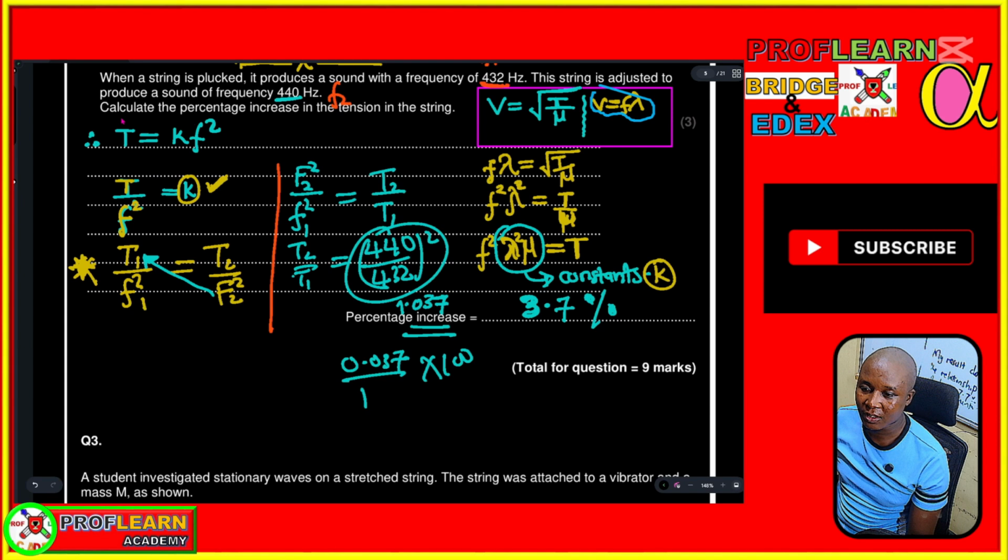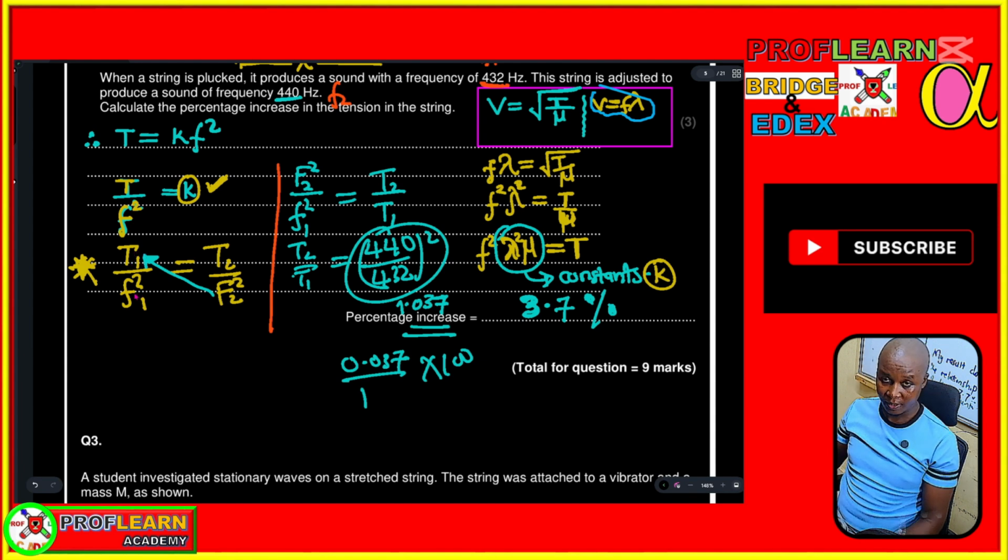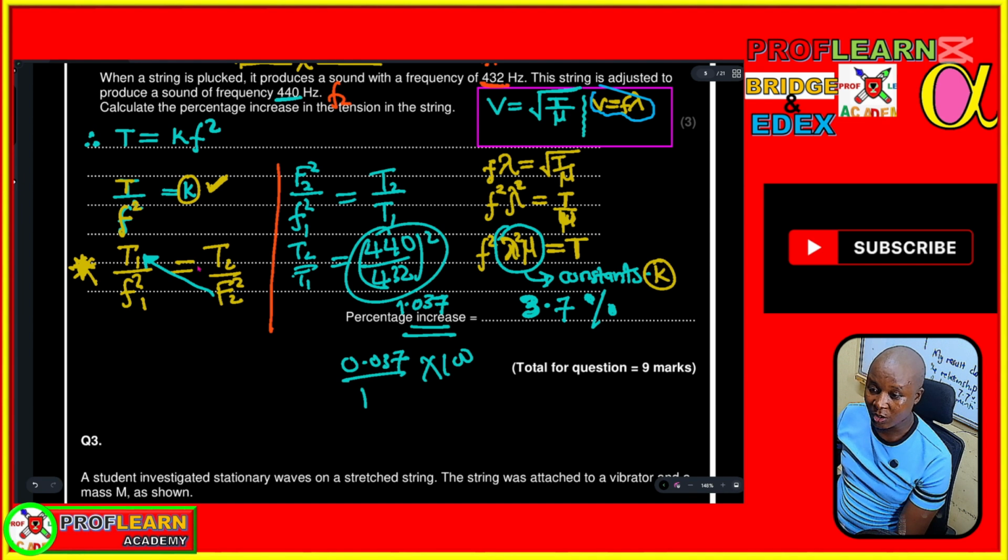So with this formula that we have here, we can say T over f squared is equal to K. So from here we can say therefore T1 over f1 squared is equal to T2 over f2 squared.